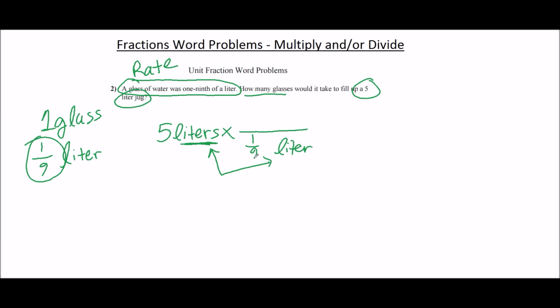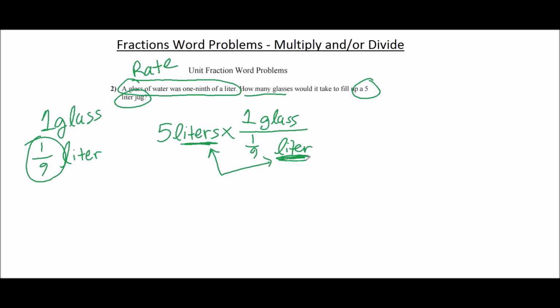And that means that the 1 glass that I'm comparing it to, 1/9 liters compared to 1 glass, that 1 glass has to go on the top. So again, if you can get that set up, then you're looking good. From here, you just have to remember now what operations are you going to do, how do you proceed with the problem. That's your setup, though. That's the way I like to do it.